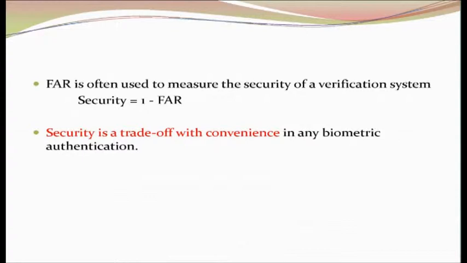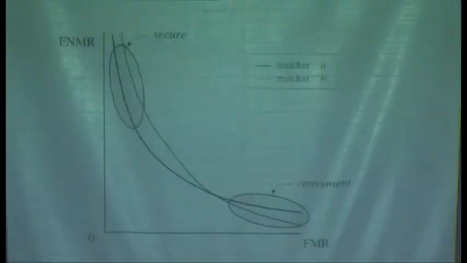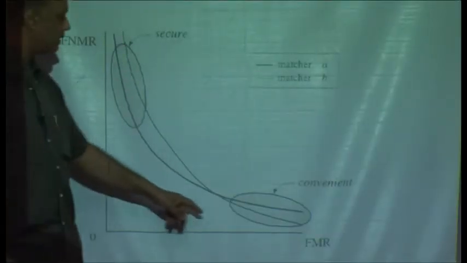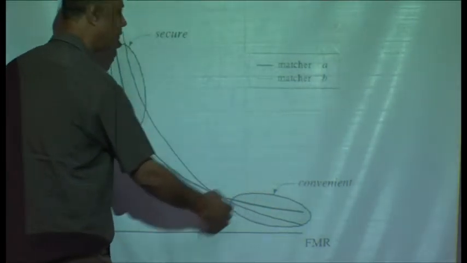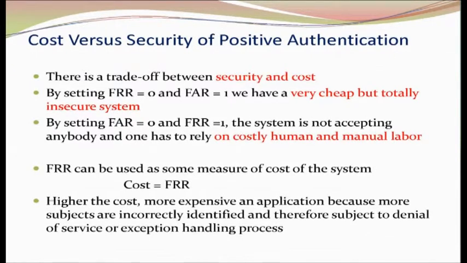So security and convenience have a trade-off relation, because they are related to FAR and FRR. Here is an example with the ROC curve. If I look at the secure system, obviously this curve will give you higher security, right? But if I look at convenience, then this one will give you better results, right? So measure A will be better than measure B. Now, the question that comes is cost versus security.